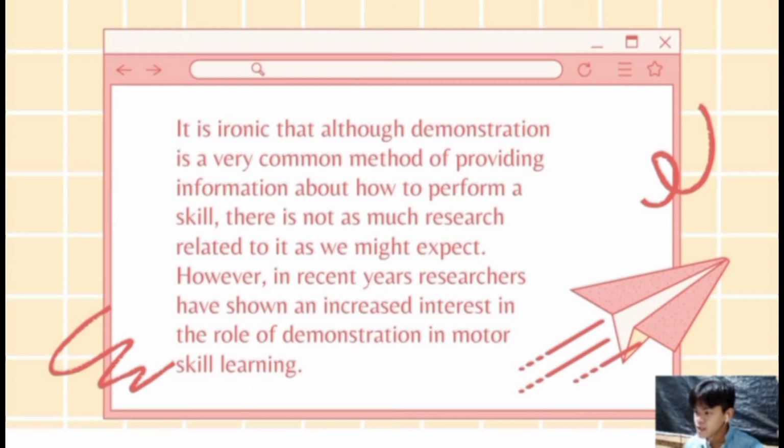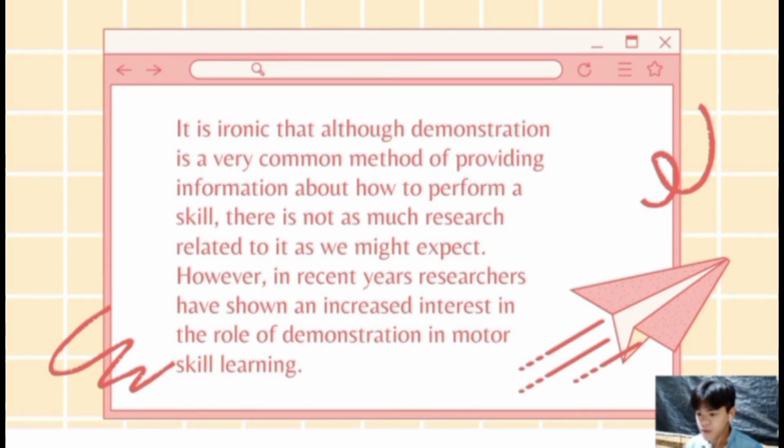It is ironic that although demonstration is a very common method of providing information about how to perform a skill, there is not as much research related to it as we might expect. However, in recent years, researchers have shown an increased interest in the role of demonstration in motor skill learning.